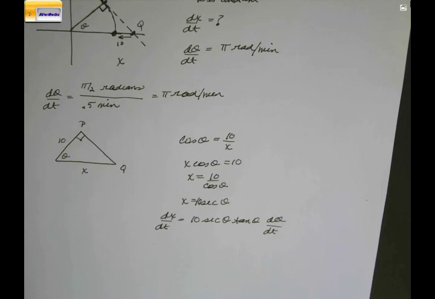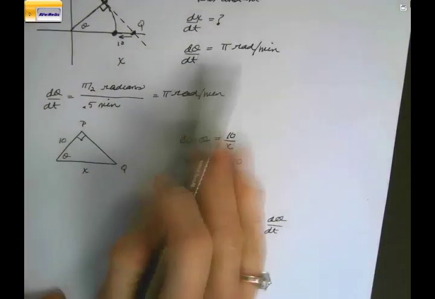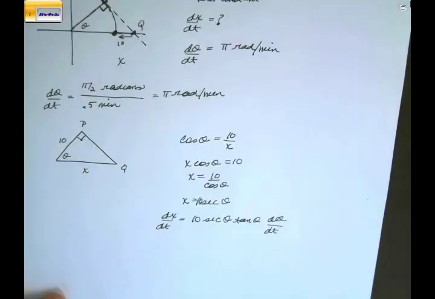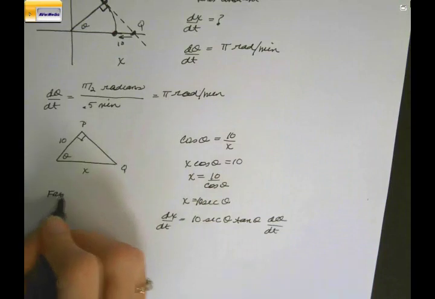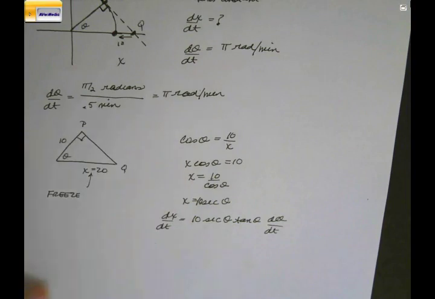Okay, we're looking for dx dt. What in the world is theta? Do we know d theta dt? Yeah. We just need to know theta, right? Okay, now if we freeze time, because we're stopping motion, that's when d theta dt is pi radians per minute, and that's when Q is 20 feet from the center of the circle, or 20 feet from the origin, right? So when you freeze time, this x is 20.